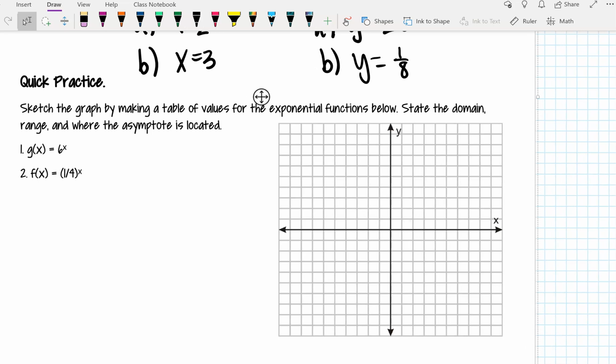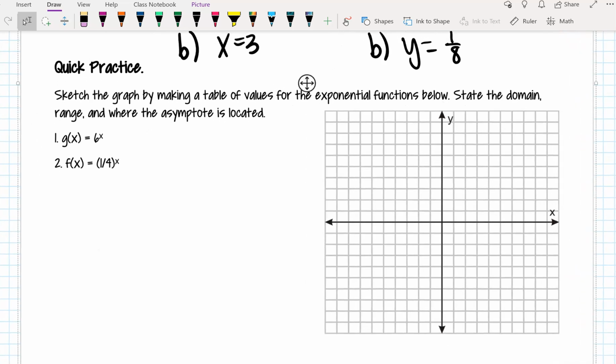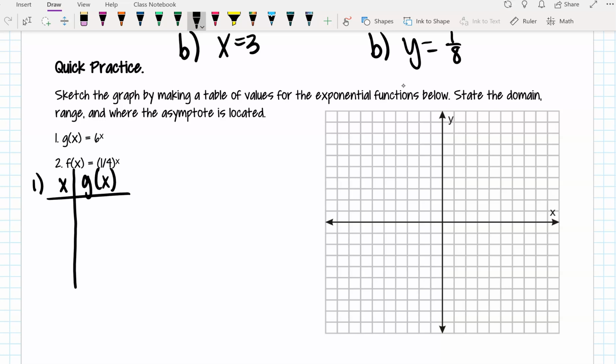Okay. So I want to do some quick graphing practice. So with 1 and 2 here, it says sketch the graph by making a table of values of the exponential functions below, state the domain, range, and where the asymptote is located. Okay, so we'll do one together, and I want you to do two. You're going to do them on the same graph. So for number 1, you're going to make a table of values. So I keep mine simple. I don't like to do more than I need to.